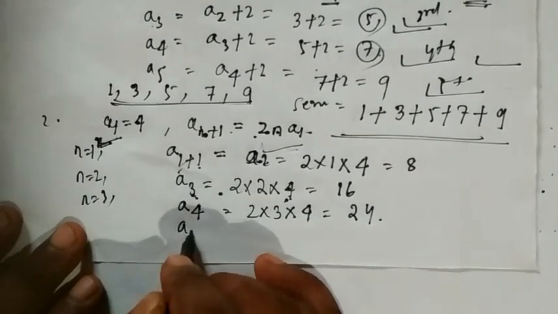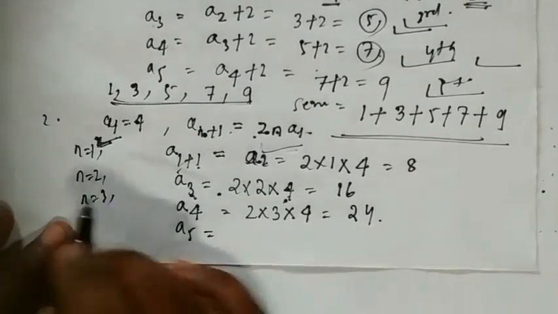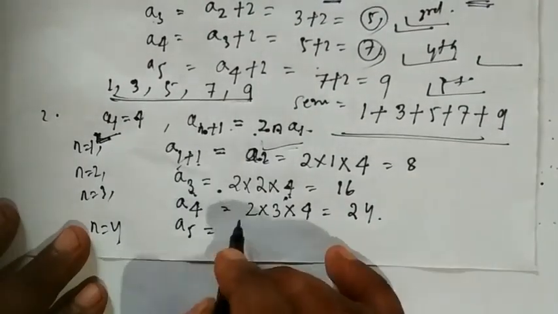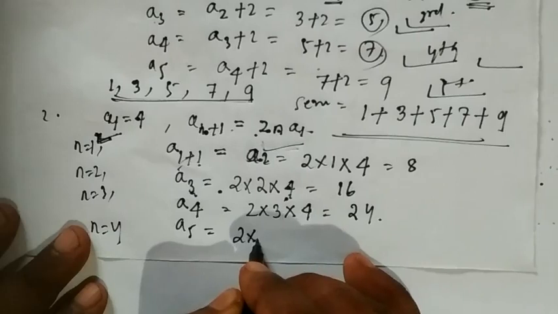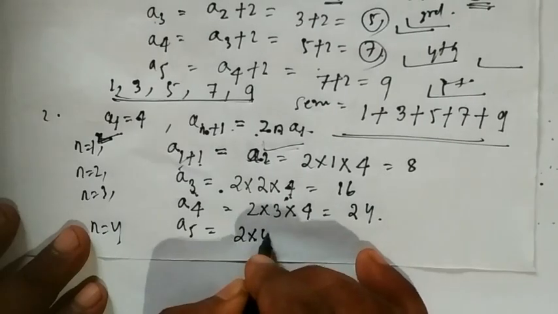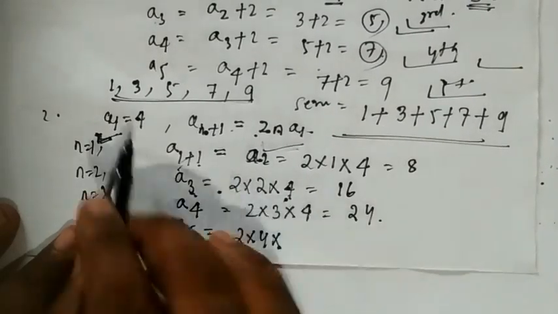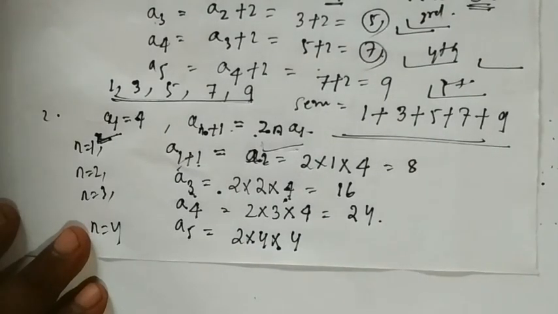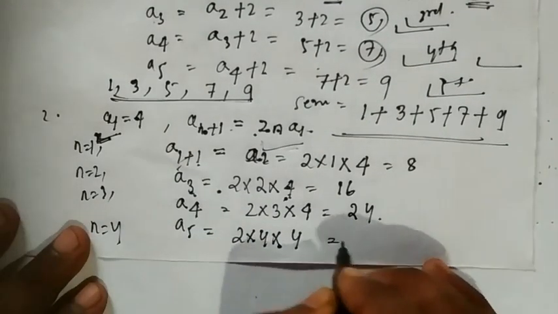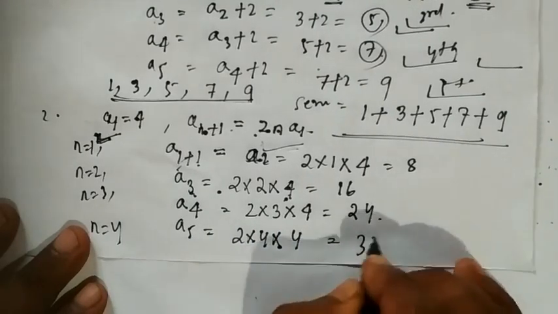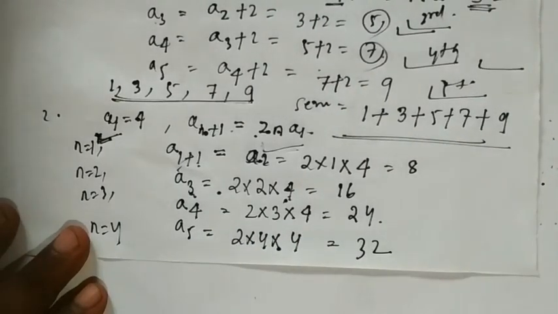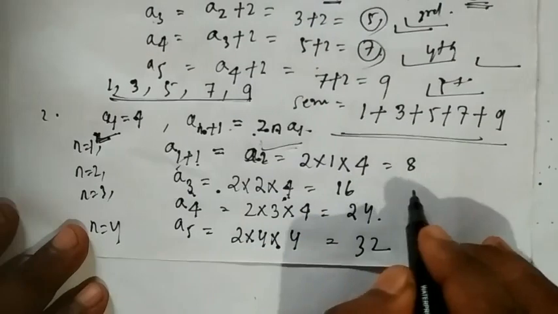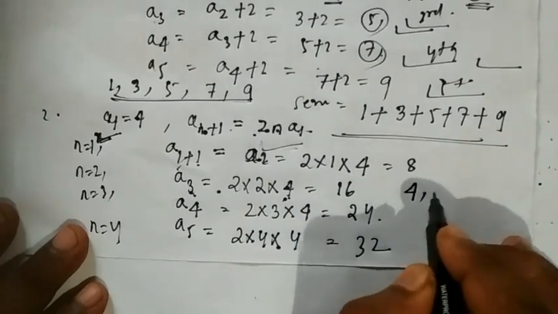Similarly, a5 is equal to, that means if you substitute n is equal to 4, 4 plus 1 is 5. So 2 into, in place of n you can write 4, 2 into 4 into how much? a1 is 4. Okay, so how much will you get here? 8 times 4 is 32. Understanding? So this is the sequence. The first term is 4, the second term is 8.